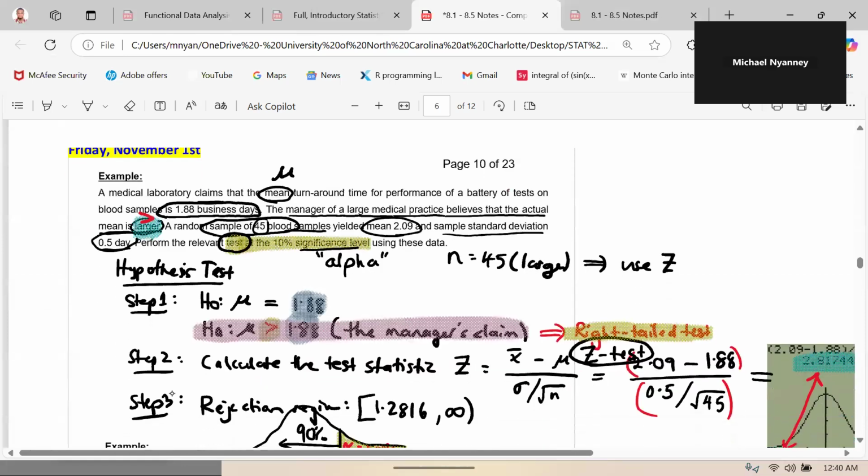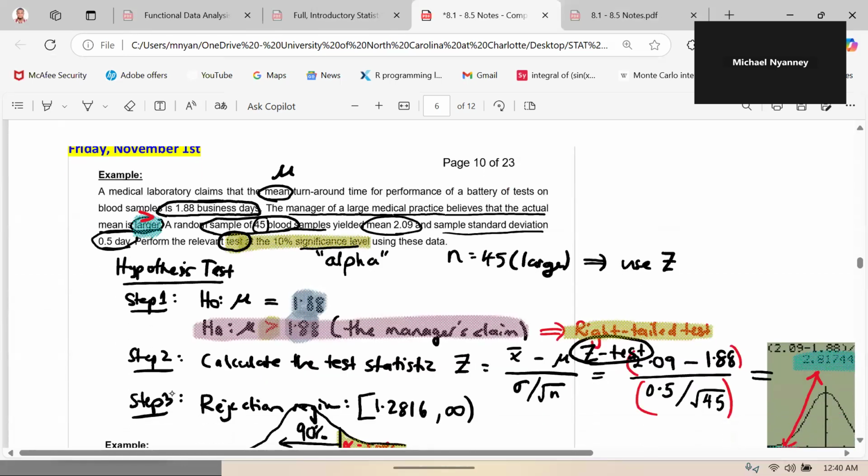So this is one example, and with this example, we're going to go through the step-by-step approach. So we write our hypothesis from this statement. Okay, so our mu is 1.88, but the manager believes that the actual mean is larger. So since it's larger, then larger means it's greater than. So it will fall under the HA, and this will be the claim.